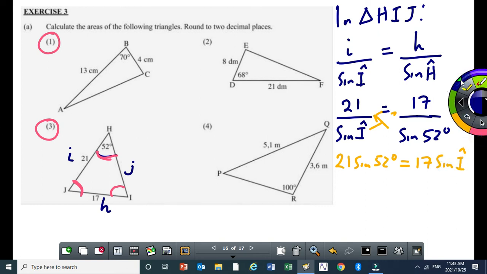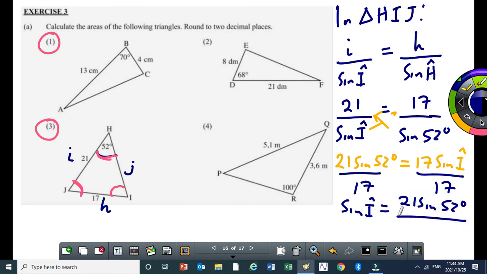Then if I divide both sides by 17, my sine I is going to be 21 sine 52 degrees all over 17. Please, I don't want you to stress yourself trying to convert that 21 sine 52 over 17 to a decimal. Let's not do that. All we have to do is eliminate sine on the left, introduce shift sine.